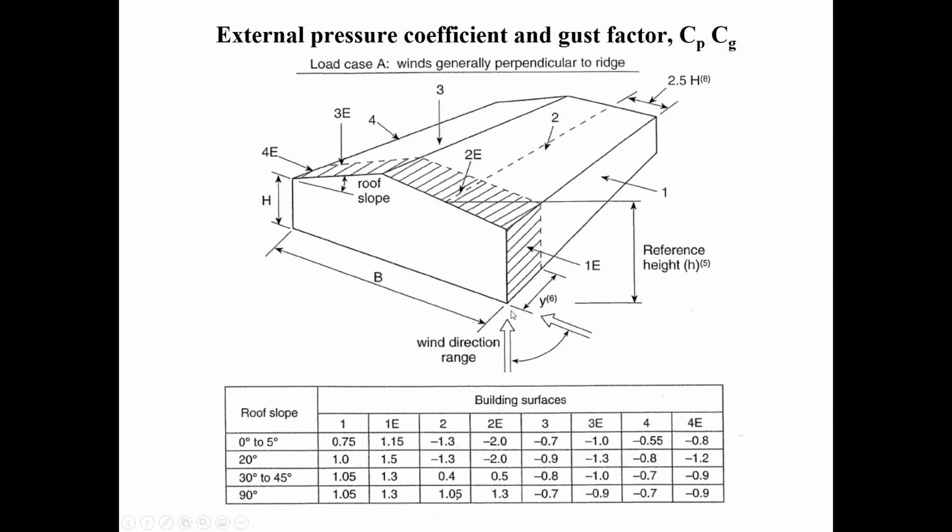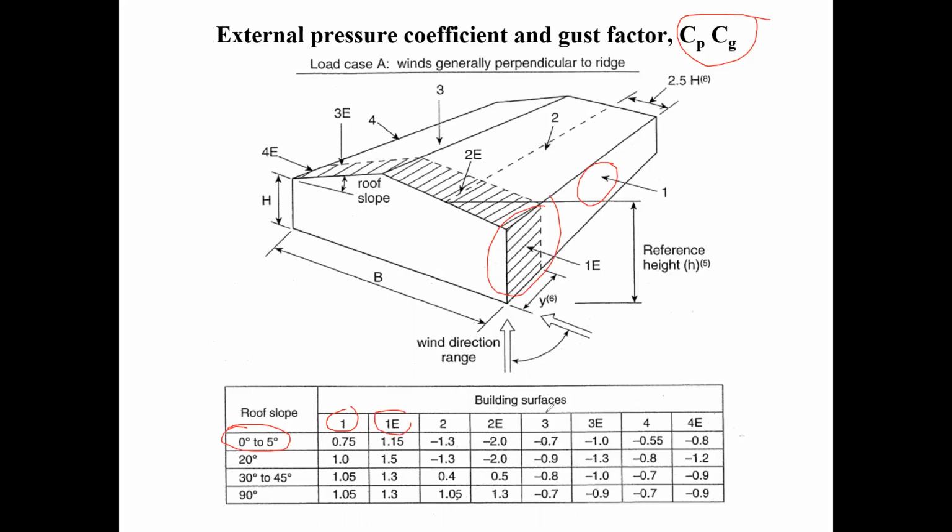Now, this is what we saw last year in structural analysis. This is the same figure here. What this figure gives us is the value of CP and CG combined. Depending on the angle of the roof, and our angle is flat, so we're looking at here. It gives us the pressure at the midsection and at the edges or at the ends.